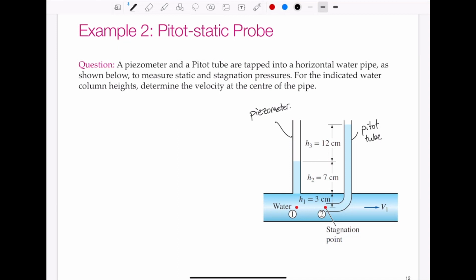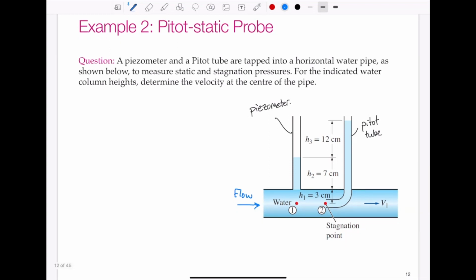So we have our flow. It's going in this direction. And we need to consider the stagnation pressure, which is a function of that pressure head. We have the pressure head for the static pressure. We need to find the velocity of that flow at the center line. So if we have to choose the velocity at the center line, that means our streamline point has to be along that center line streamline.